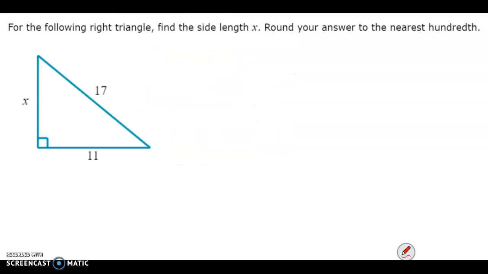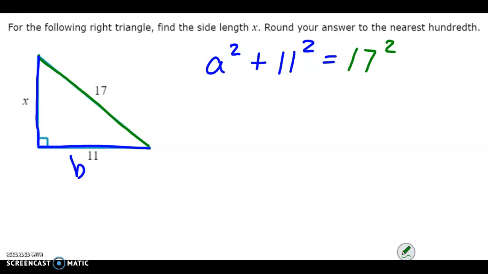Okay, so then there's that other option where we're missing a leg using the Pythagorean theorem. Again, it does not matter which leg you call A, which leg you call B. When we end up with this equation, we've got A squared plus, we'll call that B, 11 squared, equals that hypotenuse of 17 squared. So this is the other option here, when we're missing a leg, not a hypotenuse. So that A squared is what we're going to end up solving for. 11 squared is 121, and 17 squared is going to be 289.